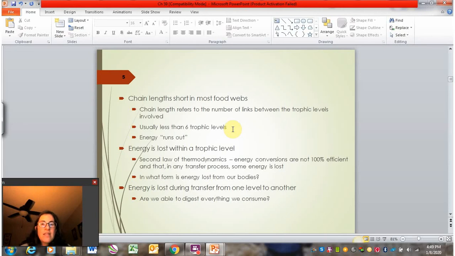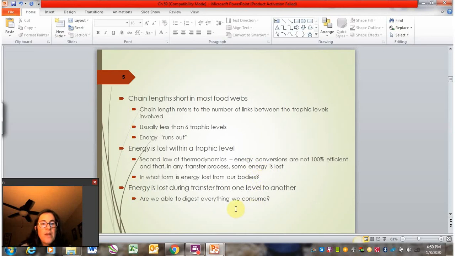And so part of this is just due to the second law of thermodynamics, which says that energy conversions are not 100% efficient, that in any transfer process, some energy must be given off to the universe, if you will. In our previous bio classes, we sometimes talk about this as the unusable energy or the energy of disorder. So this is the entropy that we've talked about in previous classes. And so not all of the energy that the plants captured is ever going to be available for other organisms because of this energy cost.